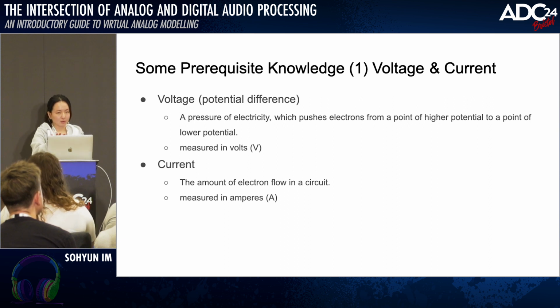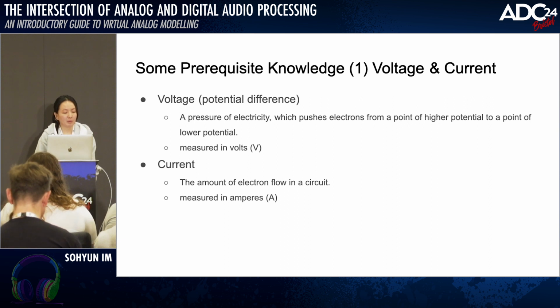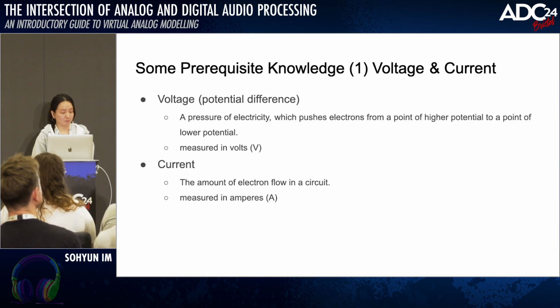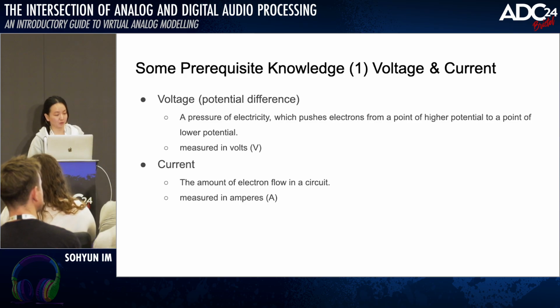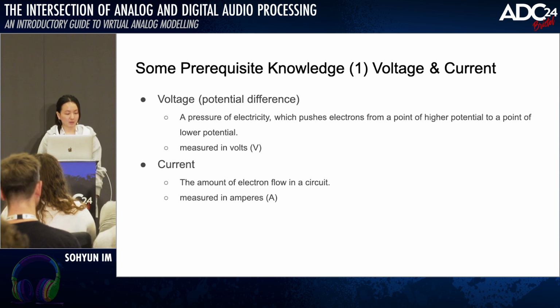Actually, there's some helpful prerequisite knowledge for doing circuit analysis, circuit modeling, virtual analog modeling. First of all, voltage and current. Voltage is also called potential difference. It's the pressure of electricity which pushes electrons from a point of higher potential to a point of lower potential, and it's measured in volts. The symbol is V, the capital letter V. The current is the amount of electrons flowing in a circuit, and it's measured in amperes.